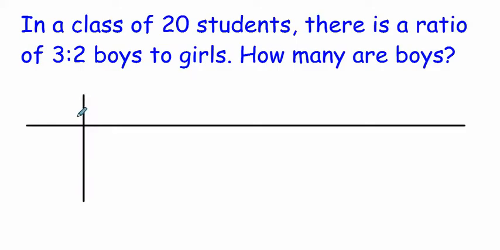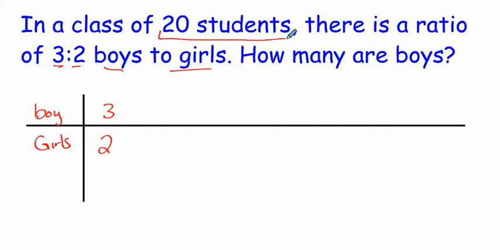So here's today's lesson. I'm going to read this and you see if you can figure out what is different about this one. In a class of 20 students, there is a ratio of 3 to 2 boys to girls. How many of them are boys? Okay, so again, we know what we're comparing: boys to girls. My ratio is 3 to 2. Now let's look at my other number. In a class, there's 20 students. Well, this row represents boys. This one represents girls. There's nothing for students.